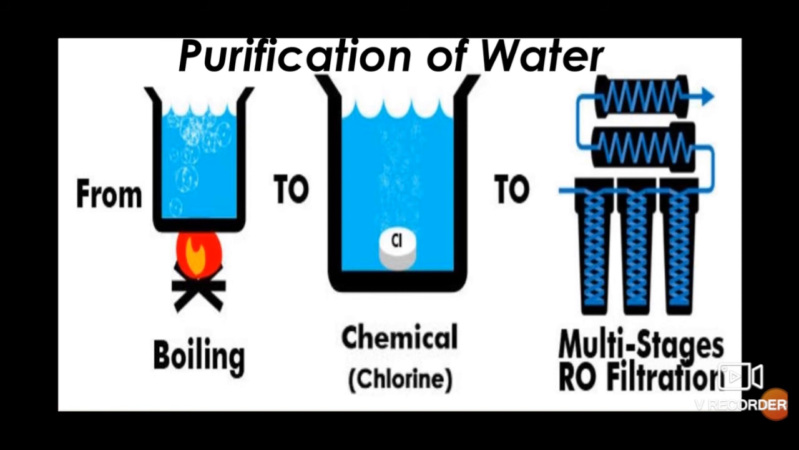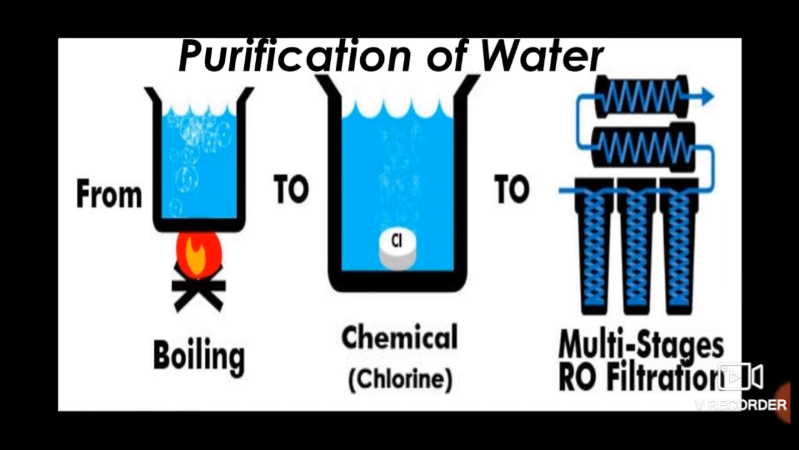Purification of water is done in the following 3 steps. First step is boiling. Boiling is the oldest and the simplest way of purifying water. When water is boiled for 5 to 10 minutes, the germs present in it are killed.